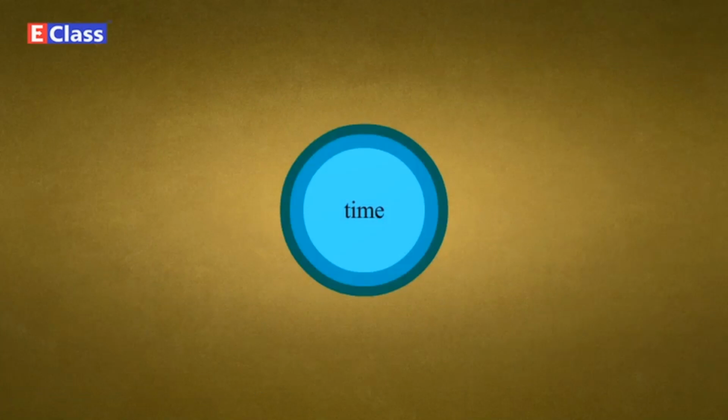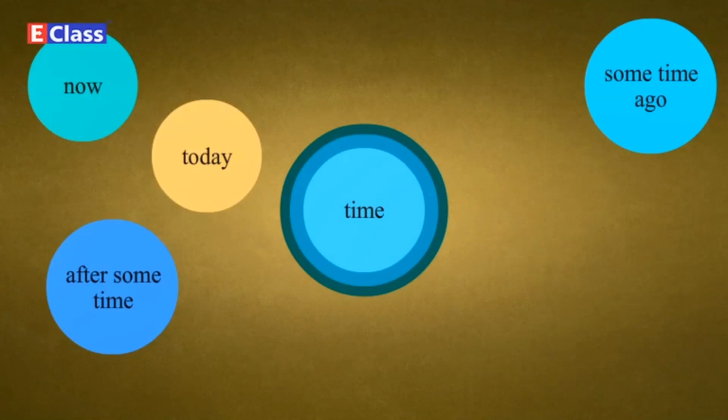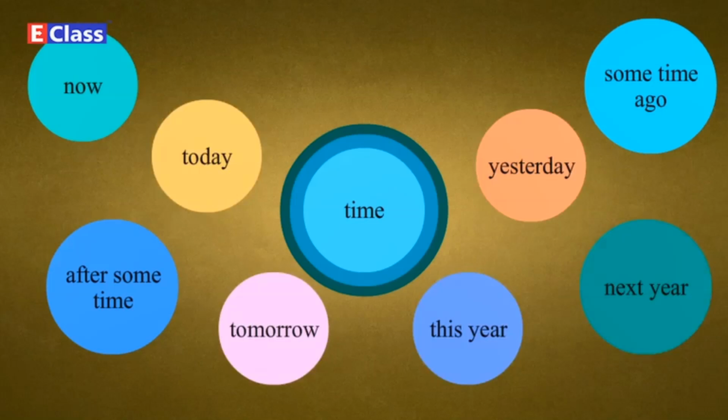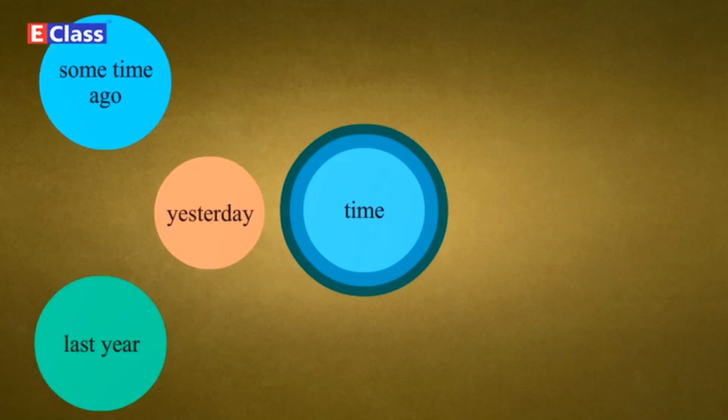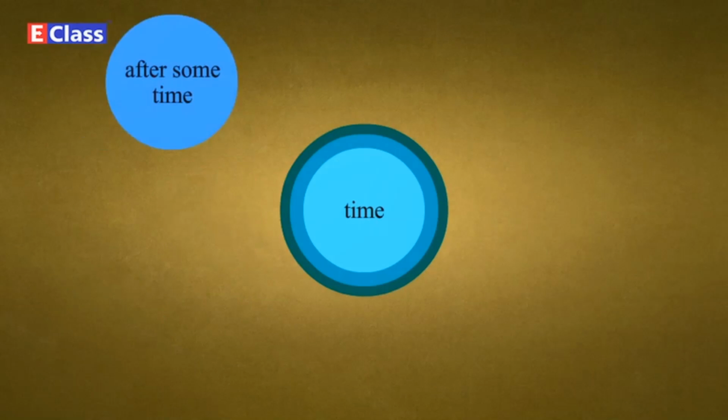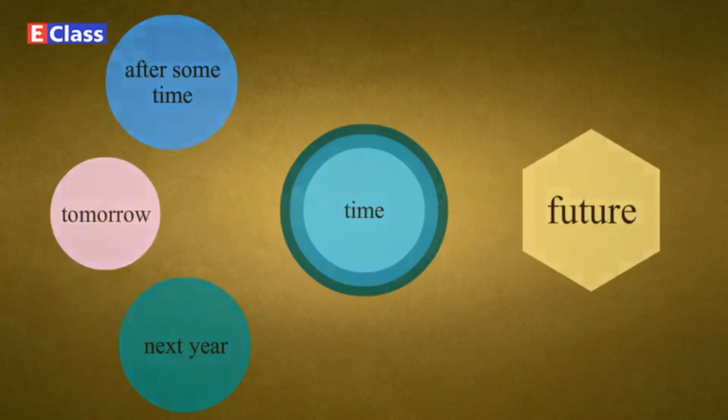Often, we use words like now, some time ago, after some time, or today, yesterday, tomorrow, or this year, next year, etc. When we use these words, we are actually measuring time in our minds. Now, today, and this year are terms that indicate the present. Some time ago, yesterday, and last year are terms that indicate the past. After some time, tomorrow, and next year are words that indicate the future.